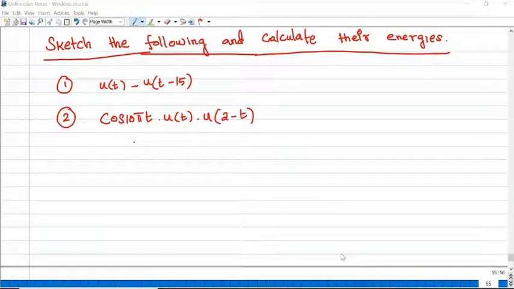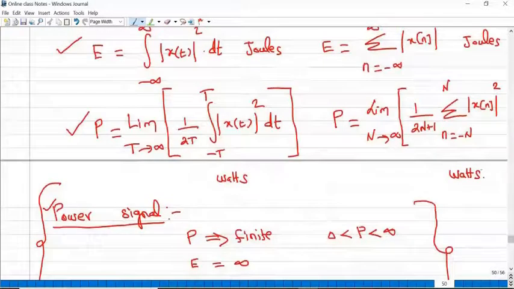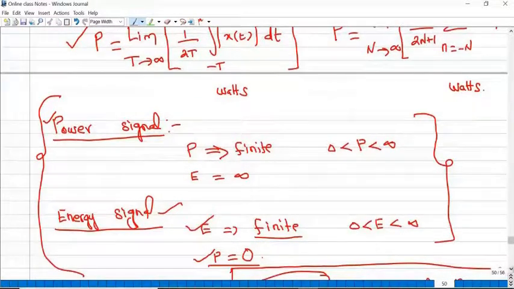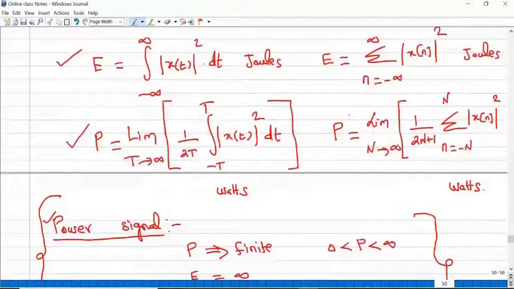Okay. We shall continue the previous topic: how to calculate energy and power of the given signal. Based on some conditions, we have to comment on whether the given signal is an energy signal or a power signal. The condition for a power signal: power should be finite, and energy of the signal must be infinite. The condition for an energy signal: energy must be finite, power must be zero. Anyway, we need to calculate power and energy with the help of the formula.